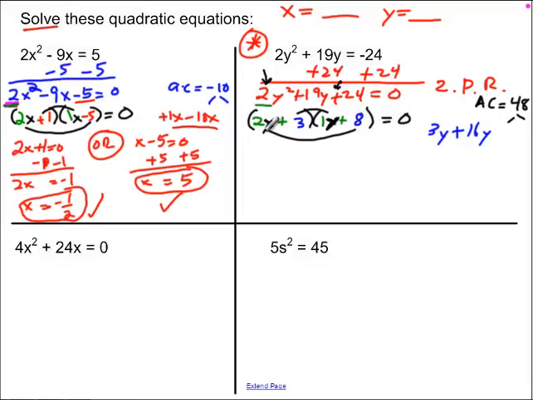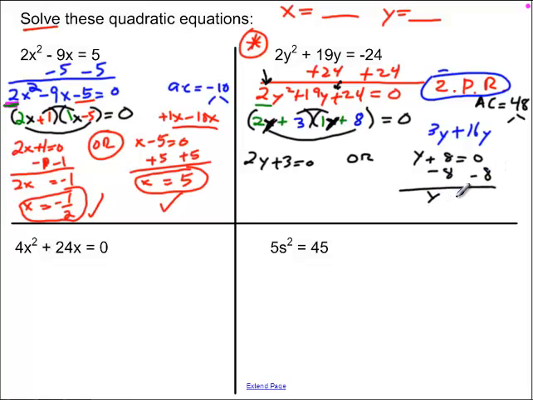So now we use the zero product rule and say that either 2y plus 3 equals 0 or y plus 8 equals 0. And we solve these mini equations to get our solution. Subtract 8 over here, subtract 8 over here, and I've got y equals negative 8 as a solution. We'll double check in just a second. And over here there's a two-step equation. We subtract 3, and we get 2y equals negative 3, divide by 2, and we get y equals negative 3 divided by 2. So there's our two potential solutions.